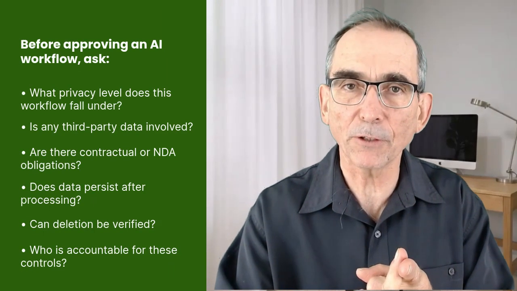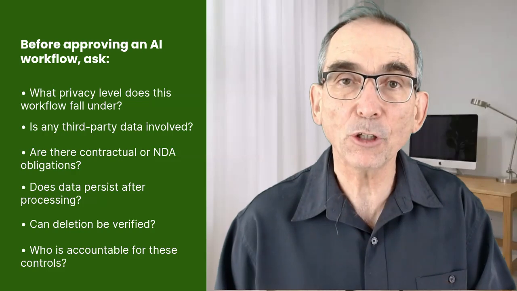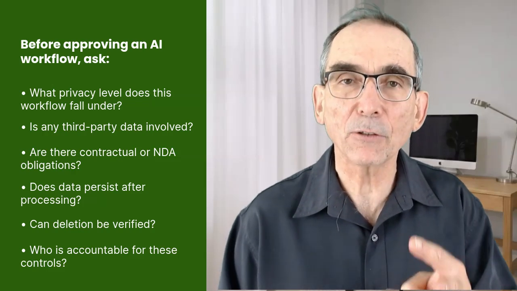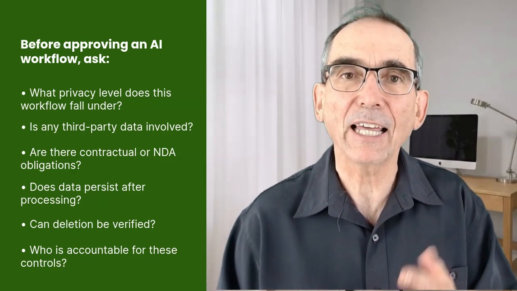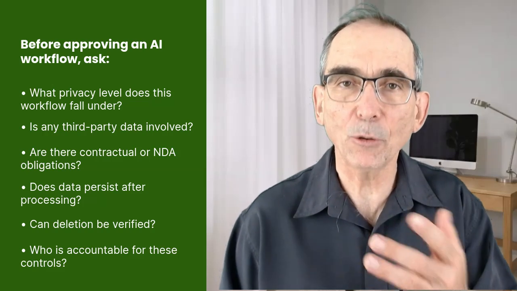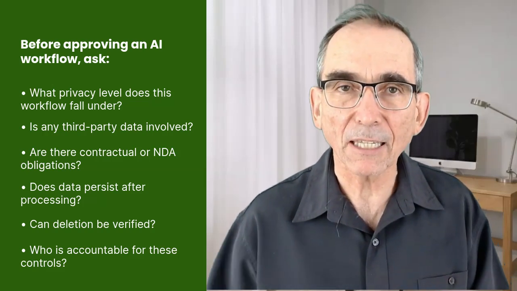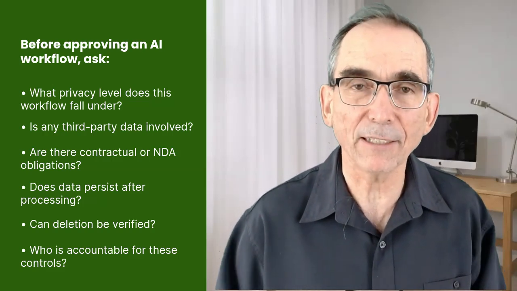So here's a practical buyer checklist if you're buying an AI system that's dealing with highly confidential data, or dealing with data where there's risk, on any project. Before approving a workflow, ask the following questions. What privacy level does this workflow fall under? Is any third-party data involved? Are there contractual or NDA obligations? Does data persist after processing? And can deletion be verified? And who is accountable for these controls? Clear answers matter more than technical detail.